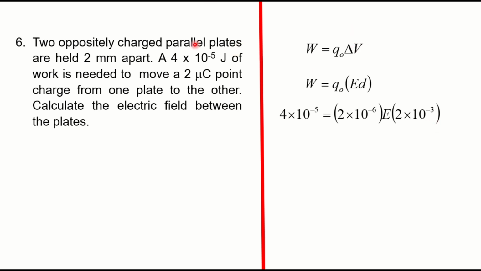When they talk about parallel plates, we can use this formula, E is equal to V over D, so V is equal to ED. We will get our electric field between the plates to be equal to 1 times 10 to the power of 4 volt per meter. That's the electric field strength between the plates.